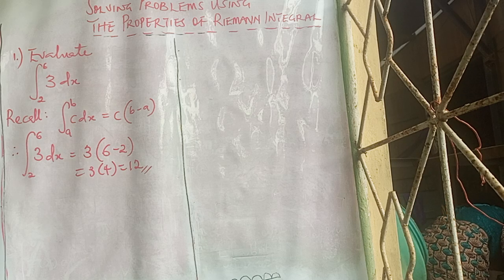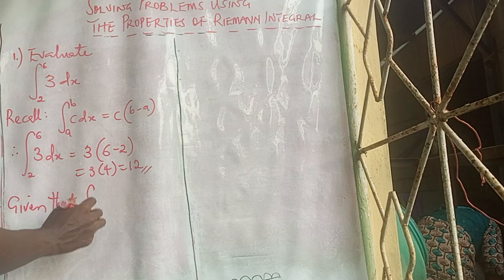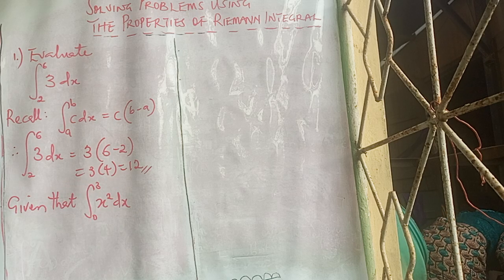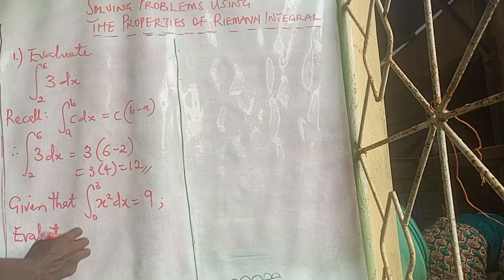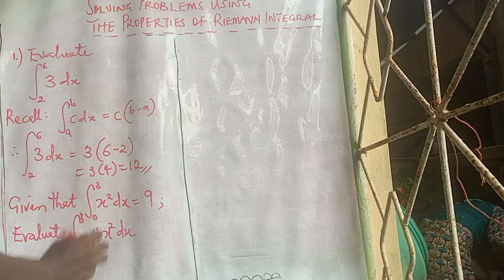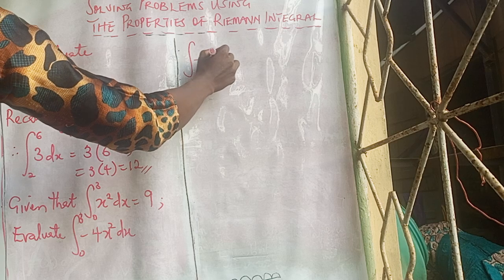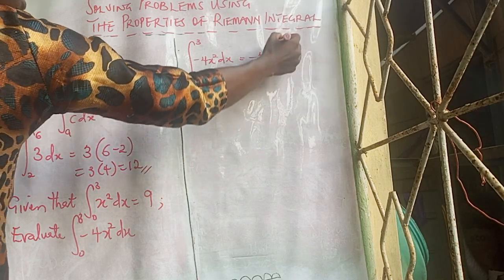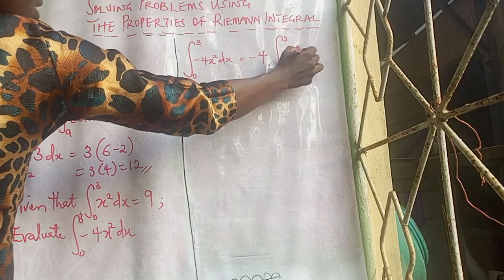I'll take another example. It says, given that the integral of x squared dx from 0 to 3 is equal to 9. We are to do what? We are to evaluate the integral of minus 4x squared dx from 0 to 3. This is the same thing as the integral of minus 4 into the integral of 0 to 3 of x squared dx.